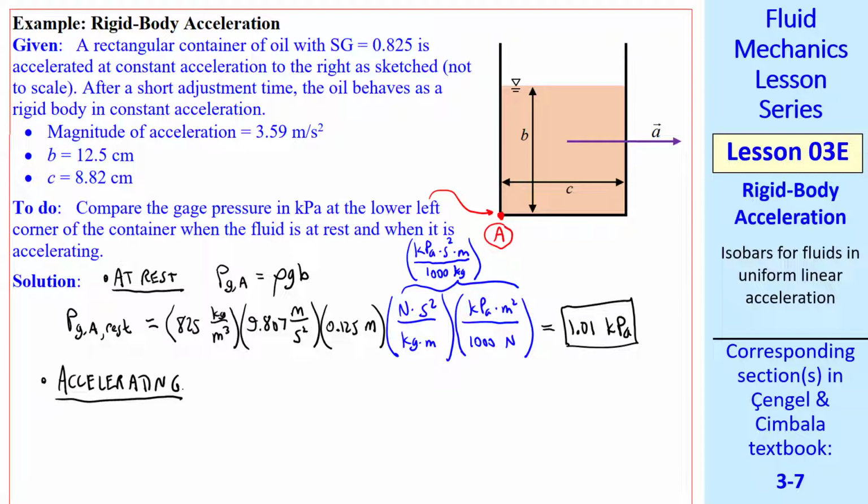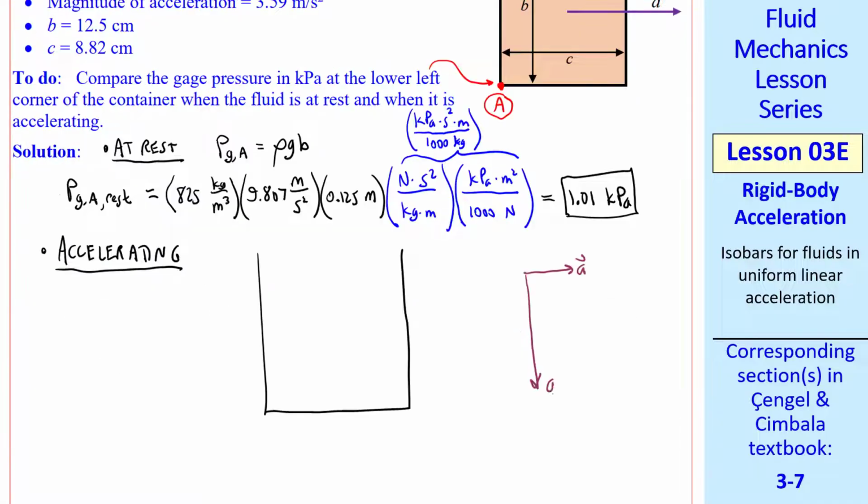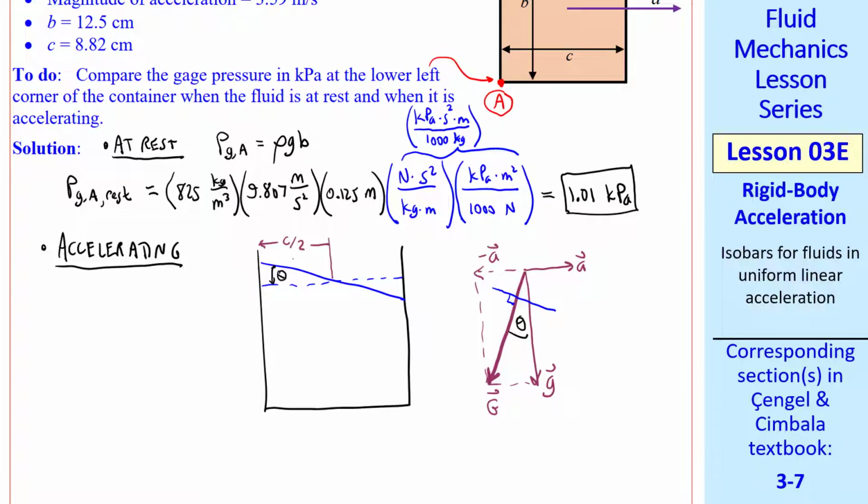Now let's look at the accelerating case. a is to the right and g is down. Negative a is to the left and capital G is to the lower left. Let's call this angle theta. If this is the original free surface at rest, the surface will tilt when it's accelerated such that the surface is perpendicular to G. This angle is also theta, and this distance will be c over 2, halfway across.